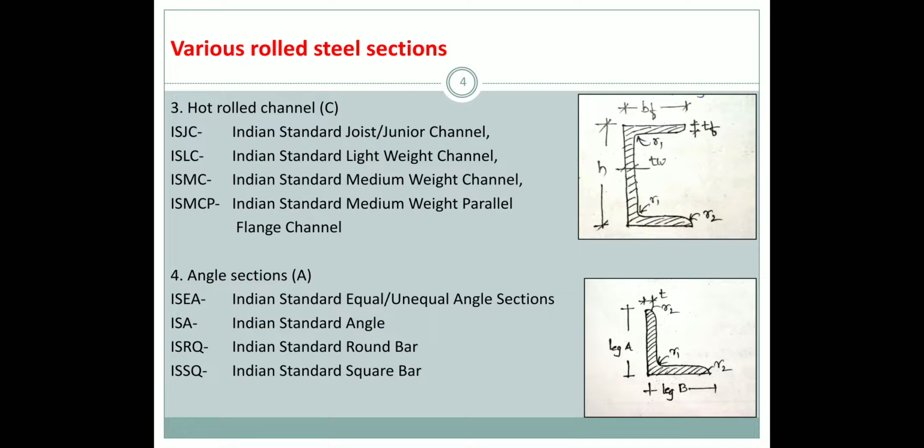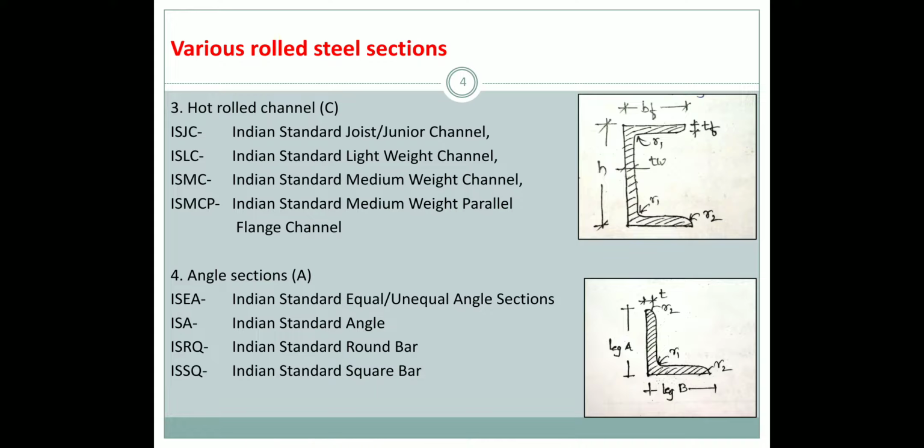According to hot rolled channel sections, the first channel section is ISJC, Indian Standard Junior Channel. ISLC stands for Indian Standard Light Weight Channel. ISMC, Indian Standard Medium Weight Channel. ISMCP stands for Indian Standard Medium Weight Parallel Flange Channel.